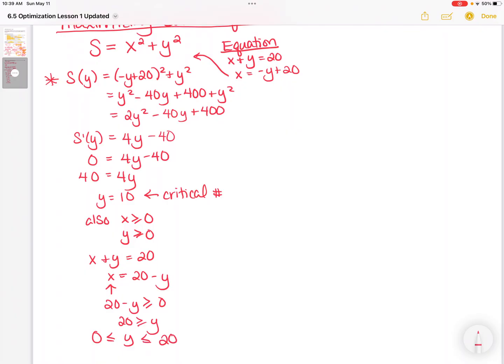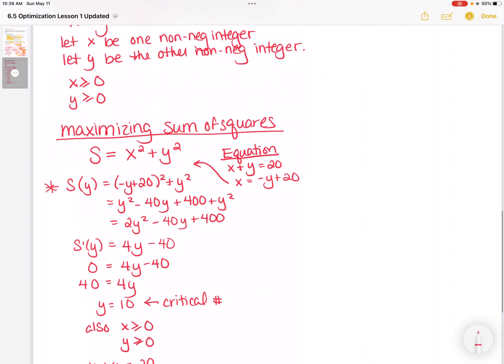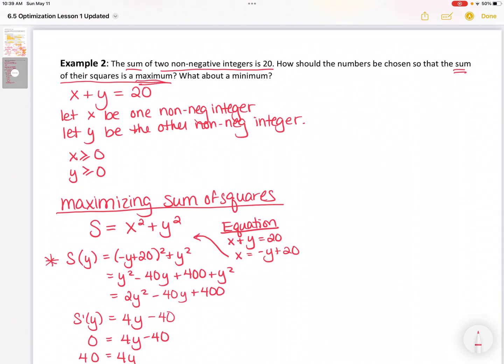Now, we also know this to be true: if the sum of these two numbers is equal to 20, right? Obviously, y can't be something bigger than 20. The other way to write this would be like this. So y is any value between 0 and 20, including 0 and 20 with those square brackets.